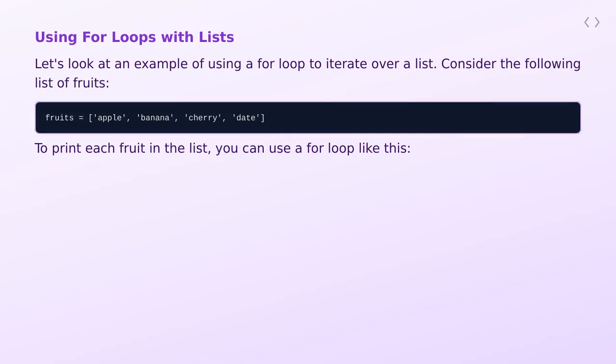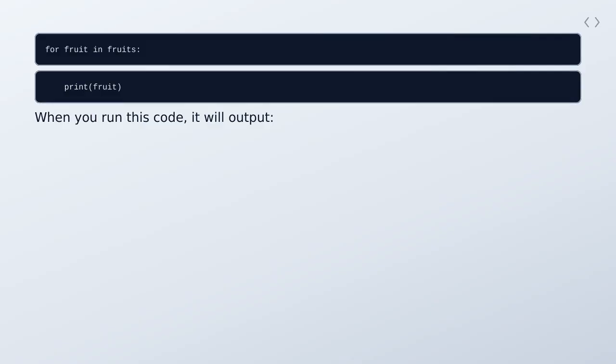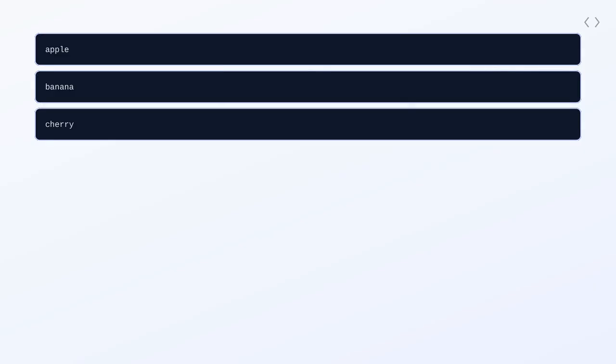Let's move on to using for loops with lists. Let's look at an example of using a for loop to iterate over a list. Consider the following list of fruits. See the example on this slide. Pause if you want to study the details. To print each fruit in the list, you can use a for loop like this. The samples on screen walk through this step. Take a moment to read through them. When you run this code, it will output the items in the list.